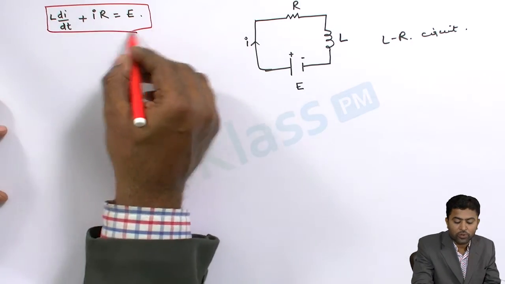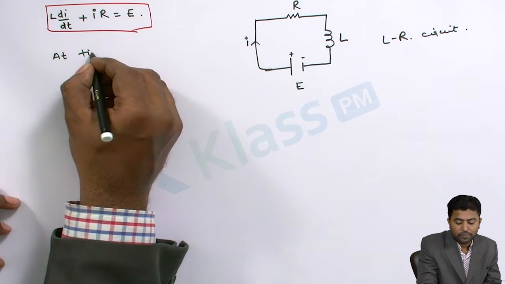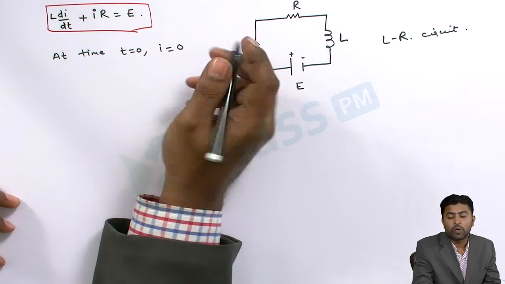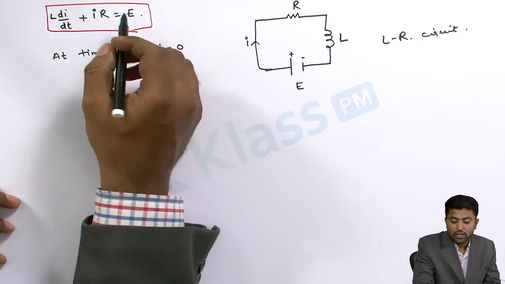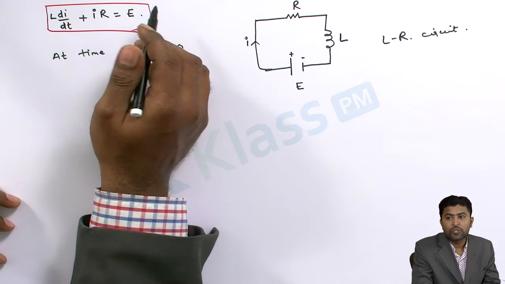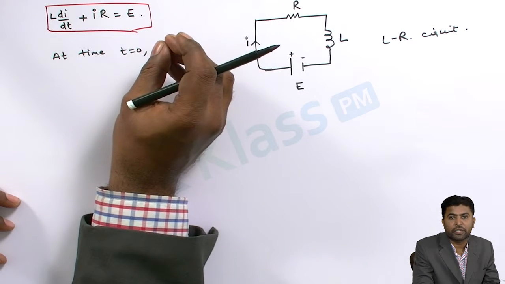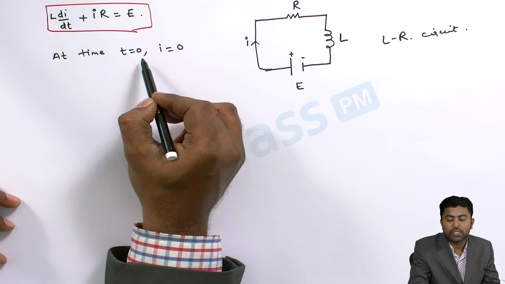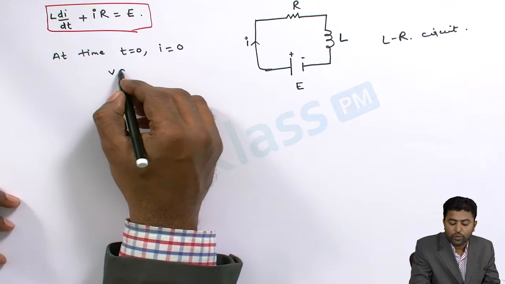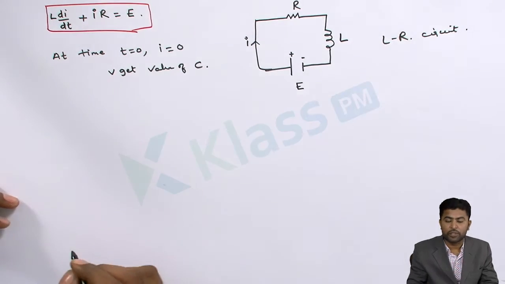At time t equal to 0, I will be equal to 0. At time t equal to 0, the current flowing will be 0. So by using this, if you observe, this becomes a linear differential equation in I. When we solve this, we'll have some arbitrary constant C. For removing that arbitrary constant C, you can make use of this condition, that is at time t equal to 0, I equal to 0, and we get the value of C.